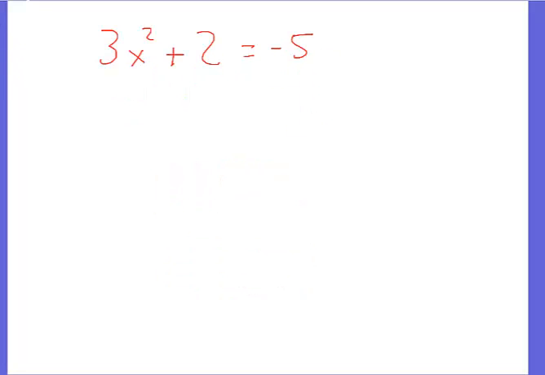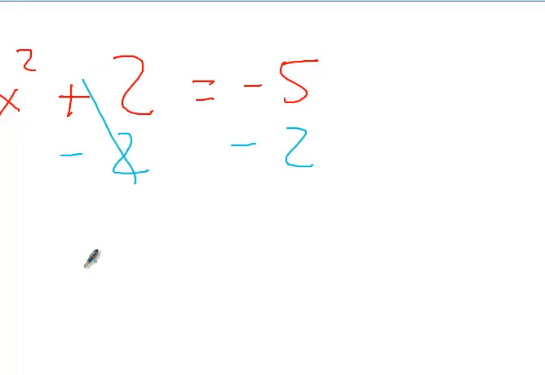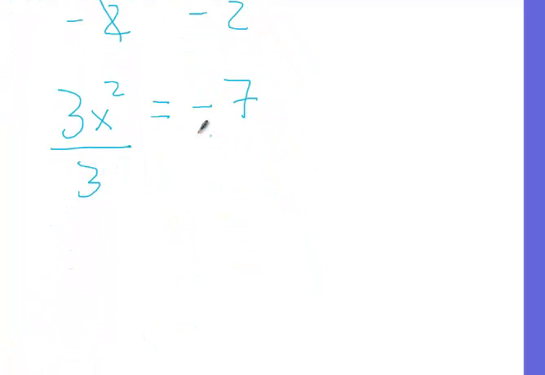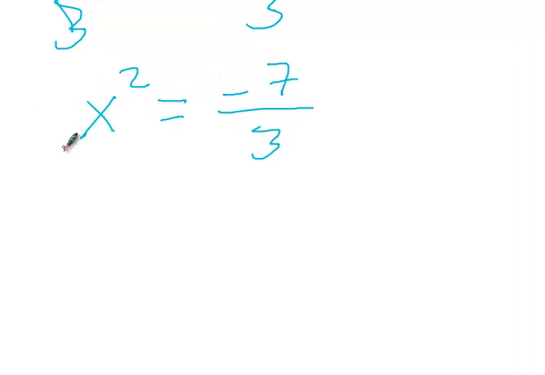Going on to a harder one. So we have 3x squared plus 2 equals negative 5. We want to subtract 2 first. So you get 3x squared equals negative 7. Now we need to get that x squared alone, so we divide both sides by 3. You get x squared equals negative 7 over 3. This is where it just gets trickier, because in order to get the x by itself, we must square root both sides.